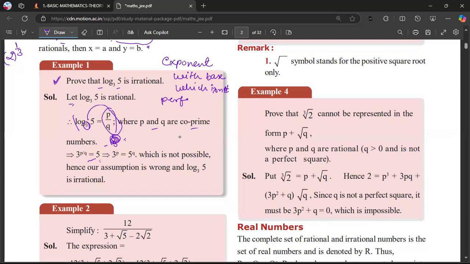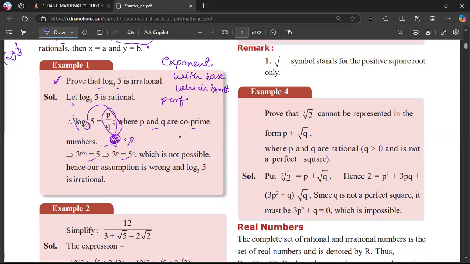After raising to the power q, 3 raised to power p should be equal to 5 raised to power q, which is not possible. Hence, our assumption is wrong. Why is it not possible?